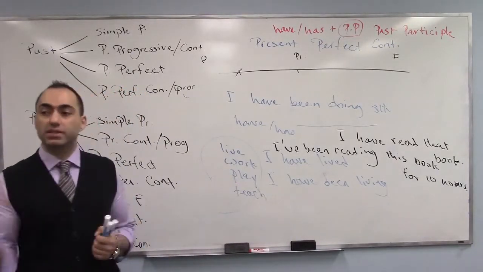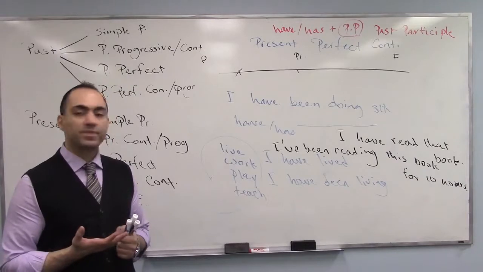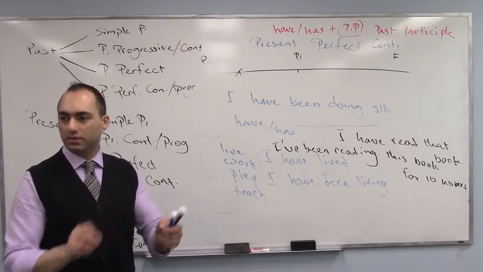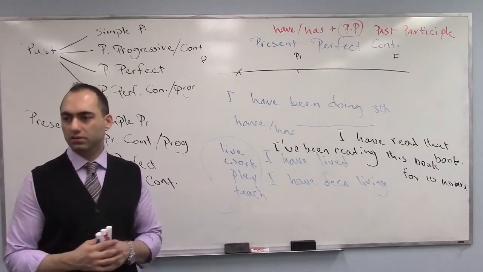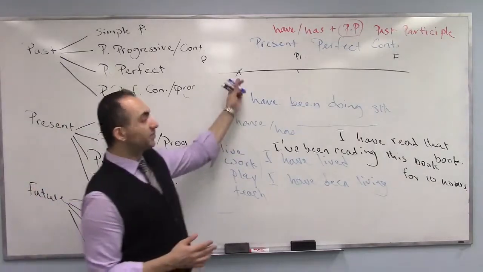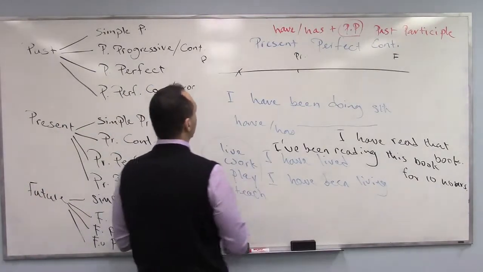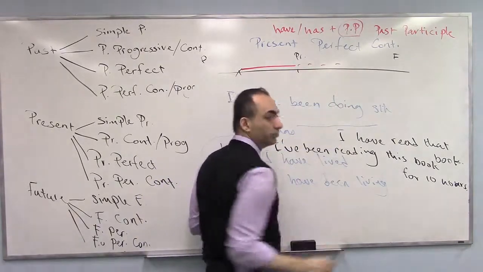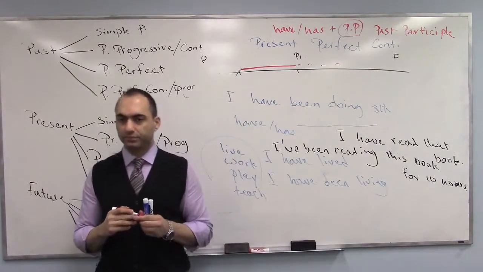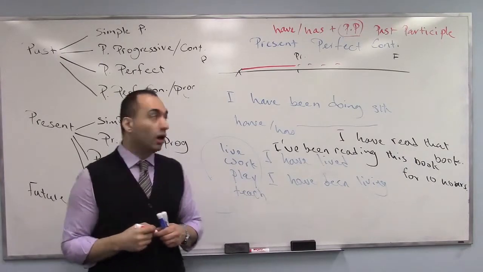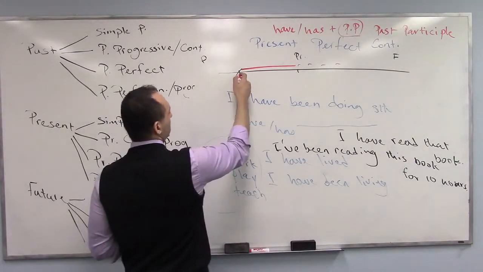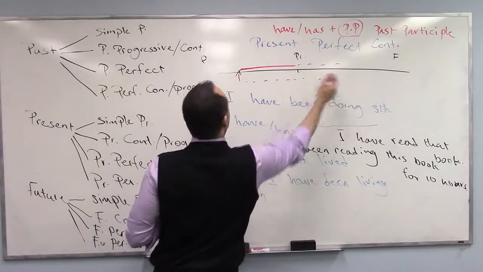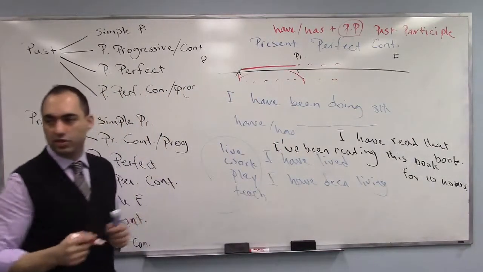I've been teaching since this morning. I've been writing. I've been reading. So it means since sometime in the past, continuously to the present, and it may continue. Whereas with present perfect, it's the effects that continue.